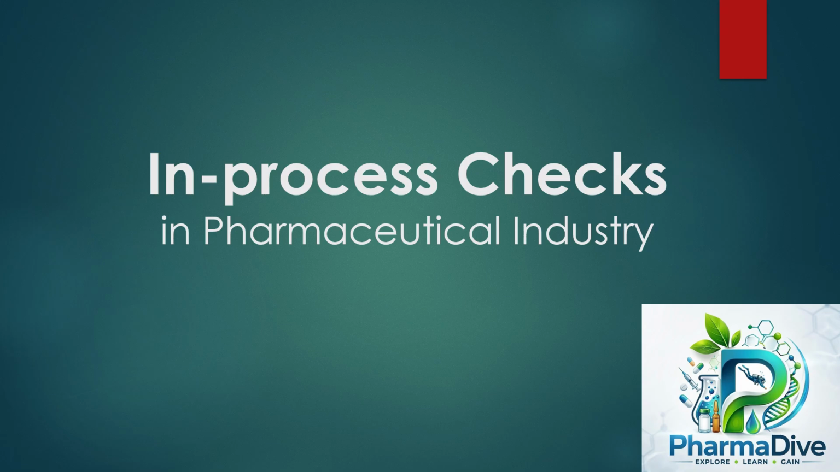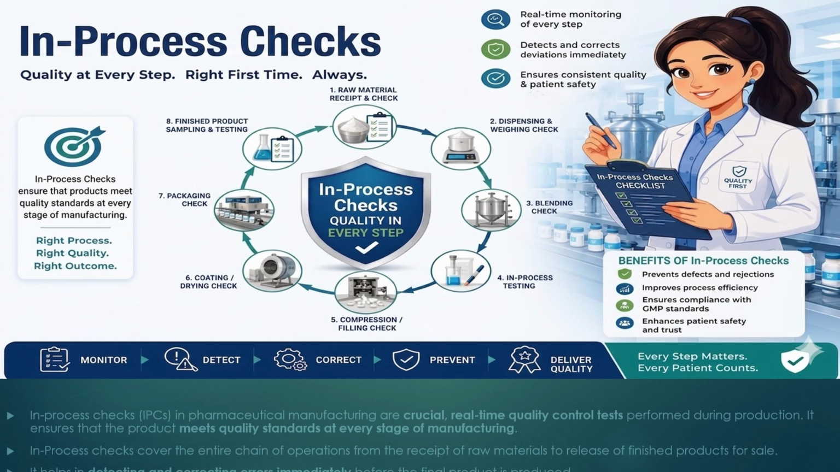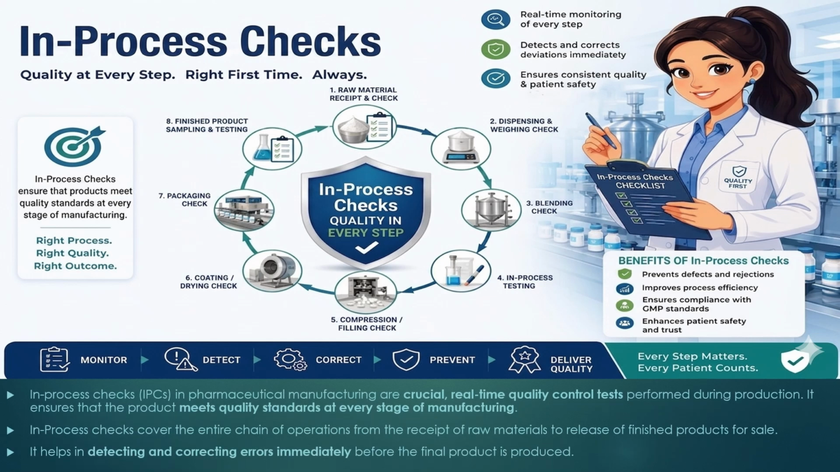Today's topic is in-process checks in pharmaceutical industry. In-process checks in pharmaceutical manufacturing are crucial real-time quality control tests performed during production to ensure products meet quality standards at every stage. These checks help identify and correct errors immediately, ensuring consistent product quality, process accuracy, and patient safety before final product is released.